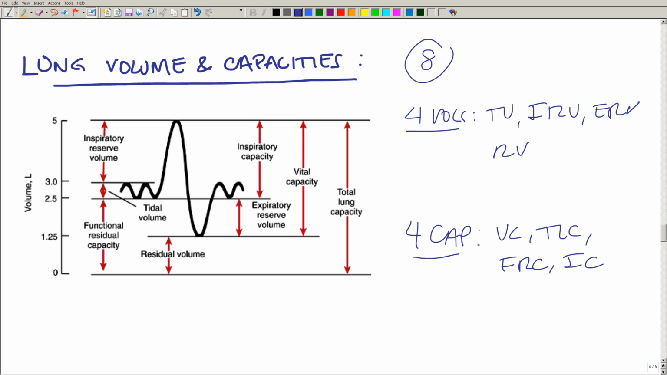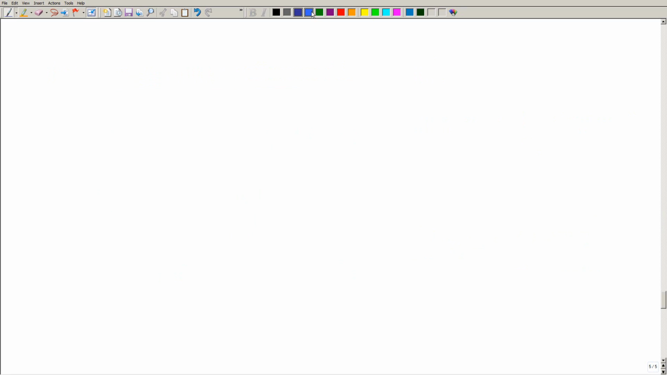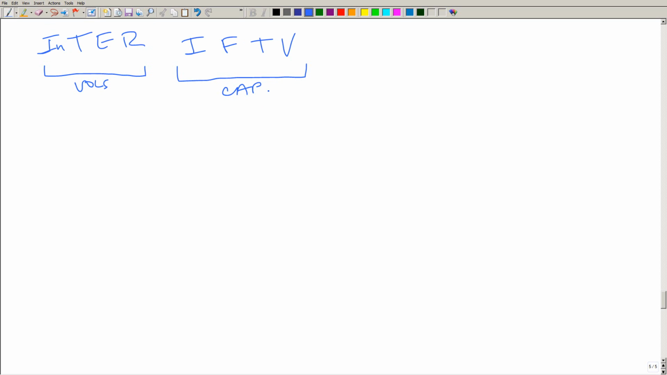And here comes my mnemonic. My mnemonic starts with the 4 volumes, and my 4 capacities. And this is the phrase: volumes, inter, capacities, if TB. Inter if TB.